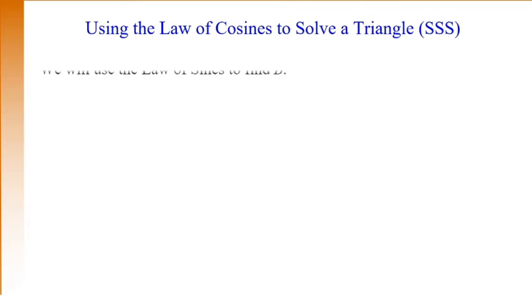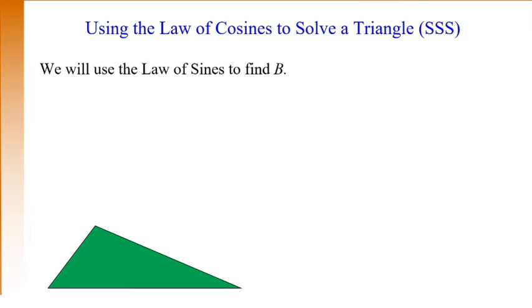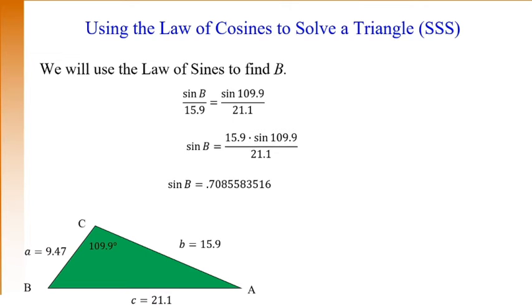Okay, so we already have angle C. So we will use law of sine to find angle B. Okay, so let's show again our given. Now, why did we find first angle B? So again, we're going to look for the larger angle. So we're going to find first which among 9.47 and 15.9 is the longer side. So 15.9 is the longer side. So that means ang mas malaking angle is angle B.